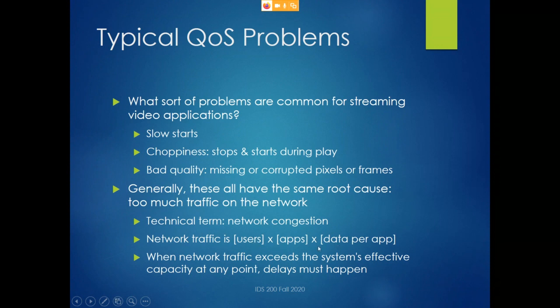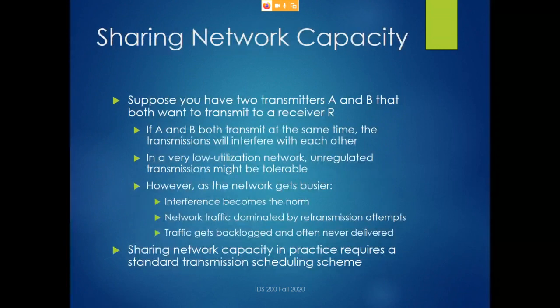So more users running more apps and more data per app, that's all going to multiply. And those factors, again, the network can only push through so much data no matter what. There is an upper physical bound on how much data can be pushed through. And if more people than that are trying to use the network, well, somebody will have to wait. So when network traffic exceeds the system's effective capacity at any point, delays have to happen. There's no way to push through more data faster.